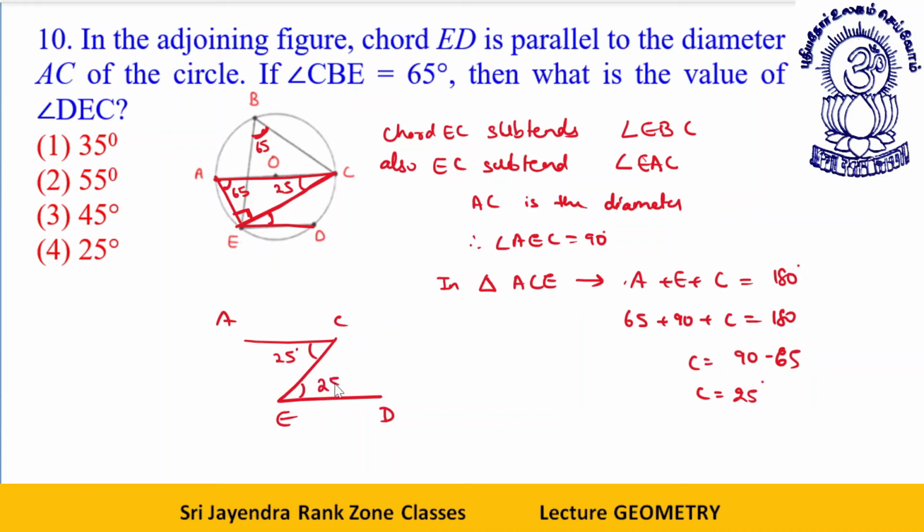This angle is 25. This angle will also be 25. Therefore, angle DEC is equal to 25 degrees. I hope it was easy. If you want, I can explain it again.